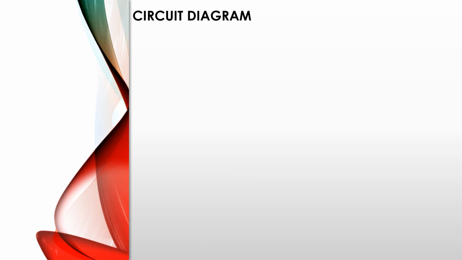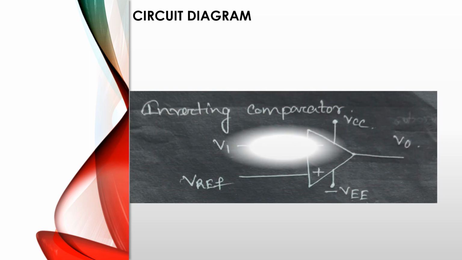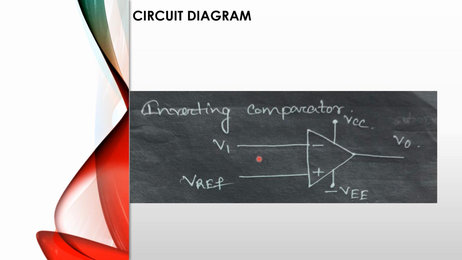So what is the circuit diagram of the inverting comparator circuit? This is the circuit diagram of the inverting comparator circuit, where we use the input voltage at the inverting terminal and the reference voltage at the non-inverting terminal. VCC is the positive power supply, that means positive 12 volt or positive 15 volt, and minus VEE is the negative power supply, that means either minus 12 volt or minus 15 volt. V0 is the output voltage. So this is the inverting comparator circuit diagram.